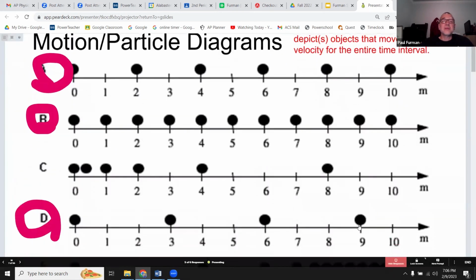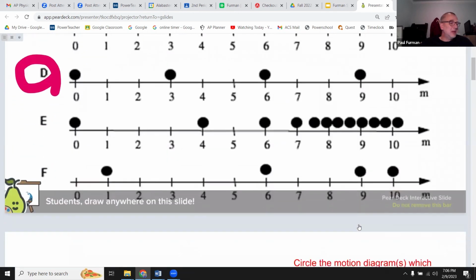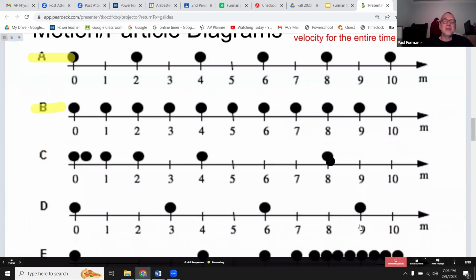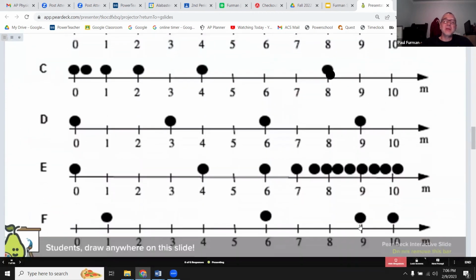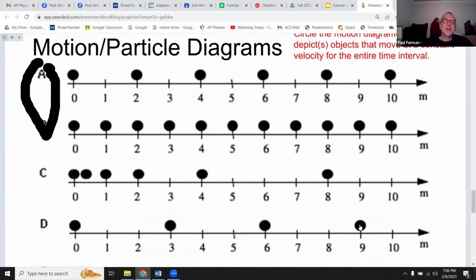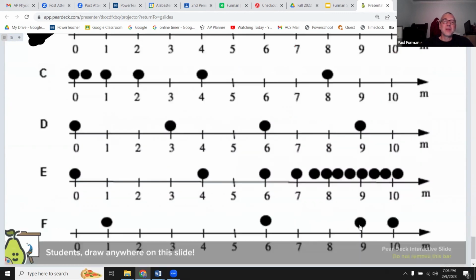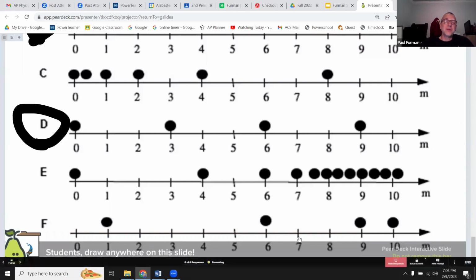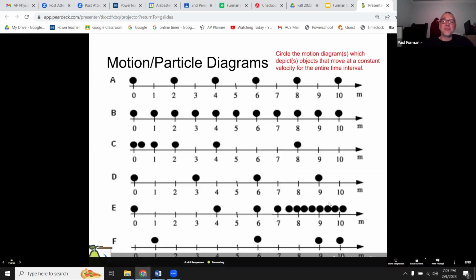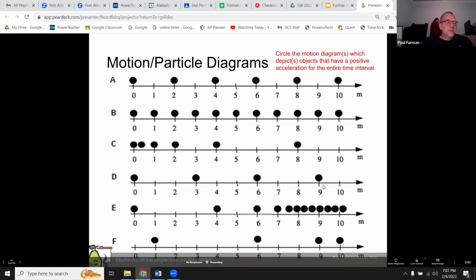I see someone chose A, B, and D. Someone chose A, B, skipped D. D is actually constant velocity as well. Notice that for D, every 3, and we can assume this could be 3 centimeters, 3 meters, a distance of 3, your dots are on 3, 6, 9, and so on and so forth. So D is a constant velocity as well.